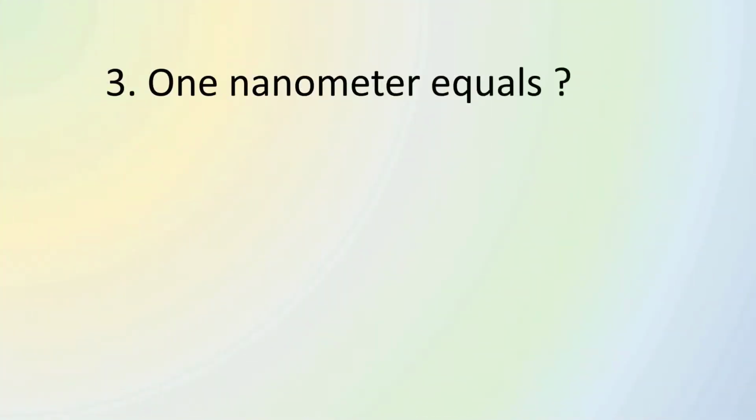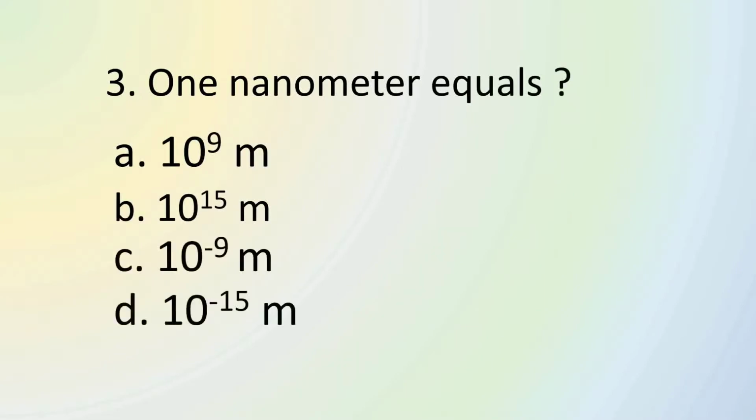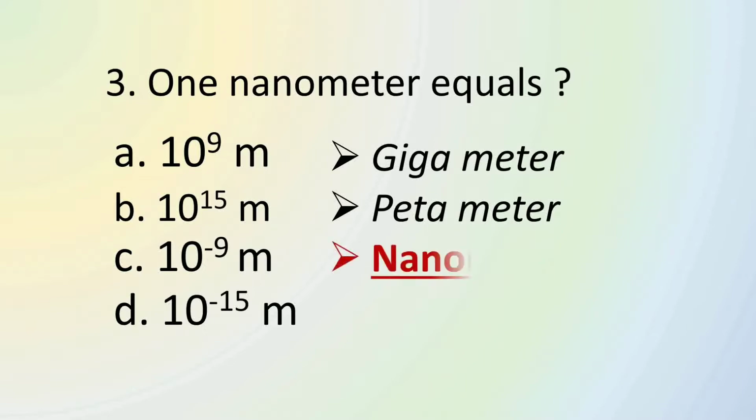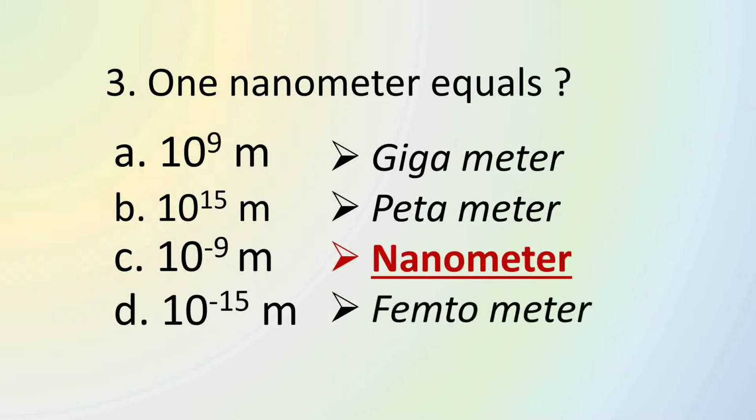1 nanometer is equal to 10 to the power minus 9 meter. Gigameter is equal to 10 to the power 9 meter. Petameter is equal to 10 to the power 15 meter. And femtometer is equal to 10 to the power minus 15 meter.